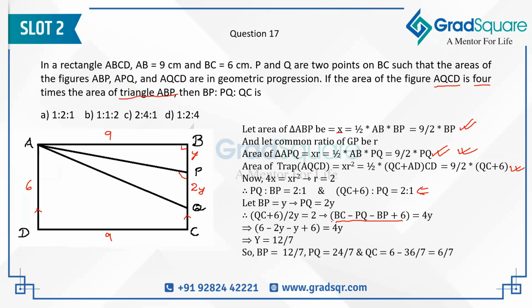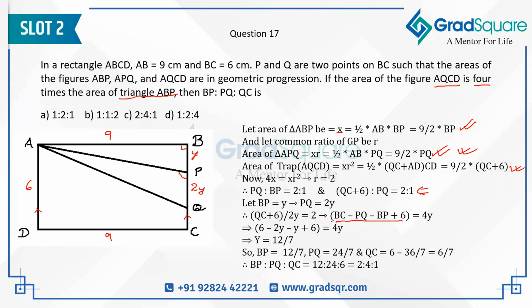So if y is 12 by 7, that means that BP, length of BP is 12 by 7. Length of PQ is twice of that, so 24 by 7. And length of QC will be 6 minus BP minus PQ. So 6 minus 36 by 7, which is equal to 6 by 7. So we have now the length of all three BP, PQ, and QC as 12 by 7, 24 by 7, and 6 by 7 respectively.